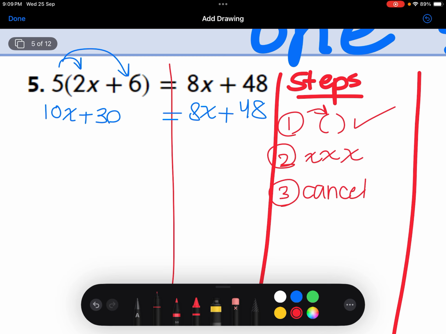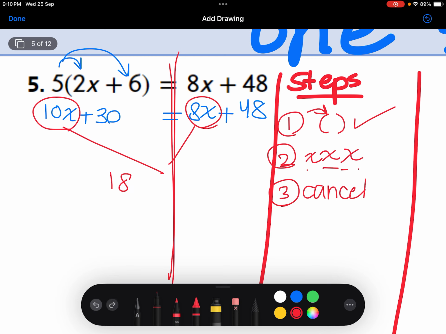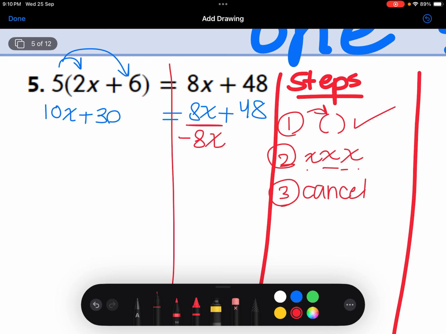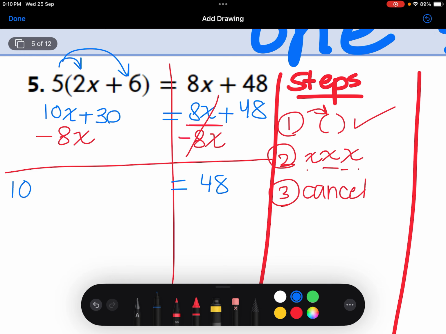Next, what should I do? I should combine my variables, but because they are on different sides, I cannot combine them and say it's 18x. I can't do that. What I should do is remove the 8x from this side. How? Subtract 8x. Because it's an equation, you have to subtract from both sides. Once I remove it from this side, this side will have only numbers. It will only have 48 equals. The other side will have all the variables together, 10x and the negative 8x and the 30.